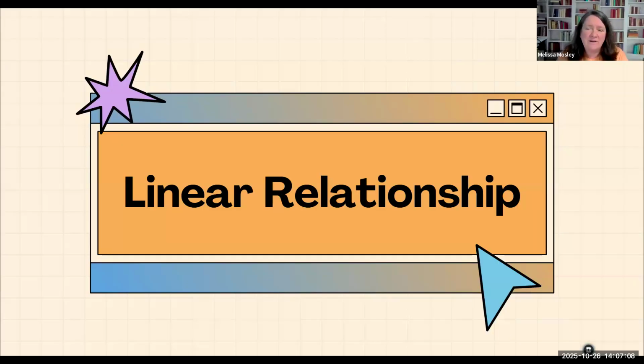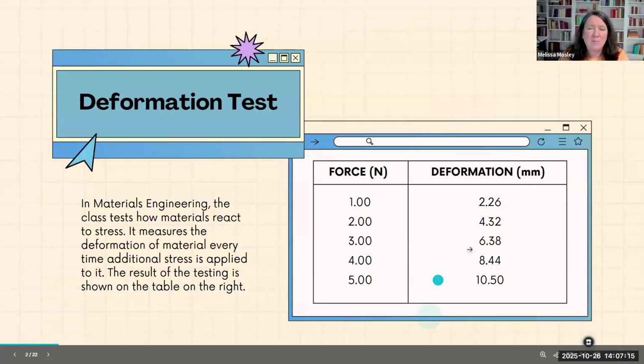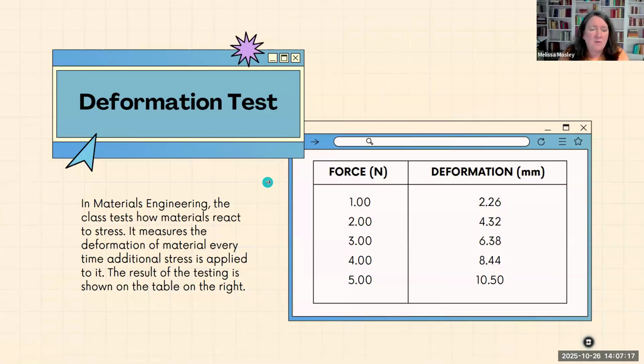Today, we're going to look at a linear relationship. We're going to use an example from a sample class. In a materials engineering class, the class will test how the materials react to stress. This measures the deformation of material every time additional stress is applied to it. So the result of the testing is shown on the table on the right.